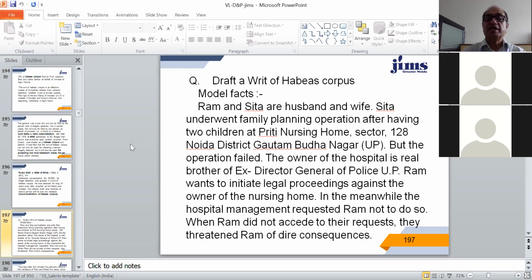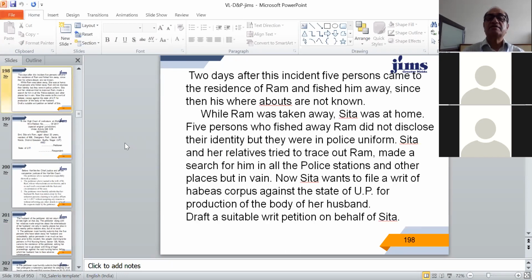Ram wants to initiate legal proceedings against the owner of the nursing home. In the meanwhile, the hospital management requested Ram not to do so. When Ram did not accede to their request, they threatened Ram of dire consequences. 2 days after this incident, 5 persons came to the residence of Ram and whisked him away. Since then, his whereabouts are not known.